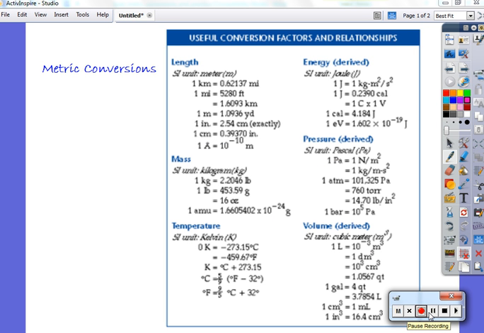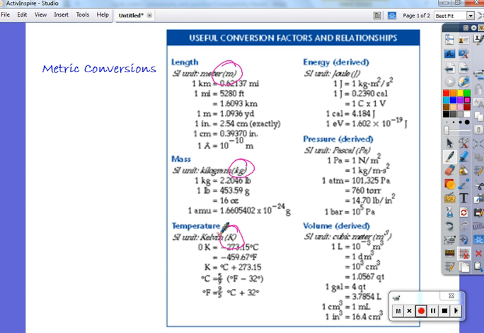Okay, we're going to look at metric conversions. So this is just going to be a very quick review. In physics, the metric or the SI unit, the base unit, is meters for length. For mass, however, it's kilograms, and that is different from what you've seen in chemistry. You should be used to working with grams if you took physical science or chemistry.